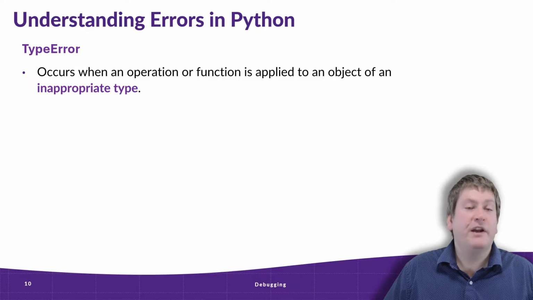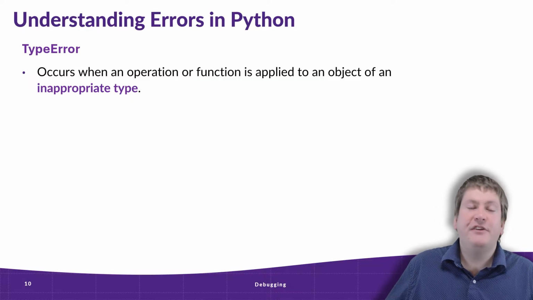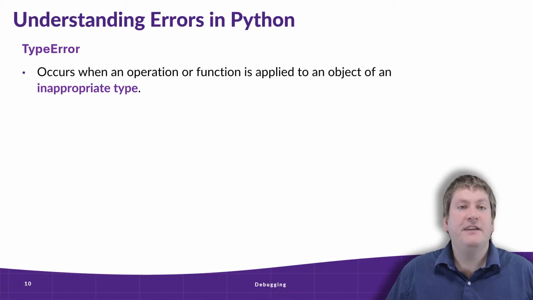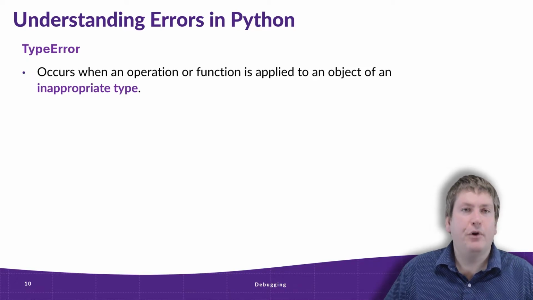Same thing could happen when you're trying to add to a string. Trying to add an integer value to a string won't work. You'll get a type error because the types are inappropriate because we didn't convert them first with casting.